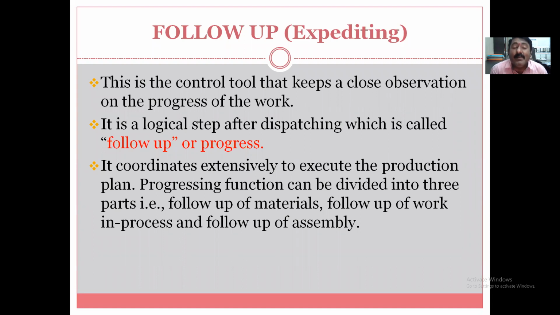Then, by additional measures, the last option is to go for subcontract: if all the products are not possible at our end, or some of the operations are required to be performed by other parties, give it to some subcontractor and get some operations done from outsourcing. We can say subcontract is outsourced. So these are the various steps. It coordinates extensively to execute the production plan. What is the production plan and how will it be executed?